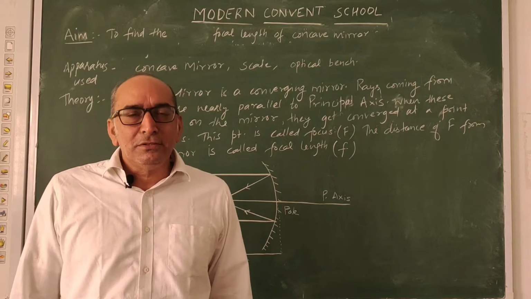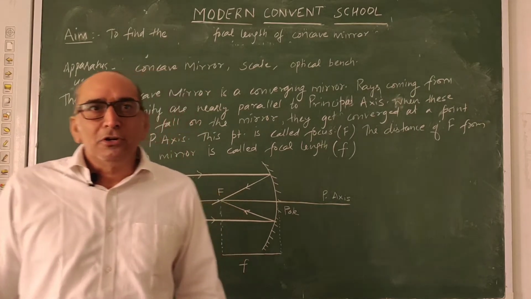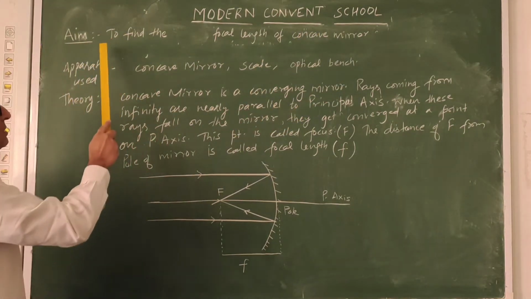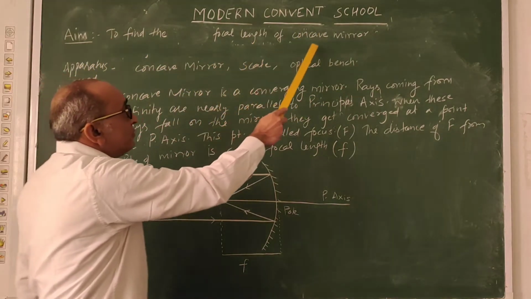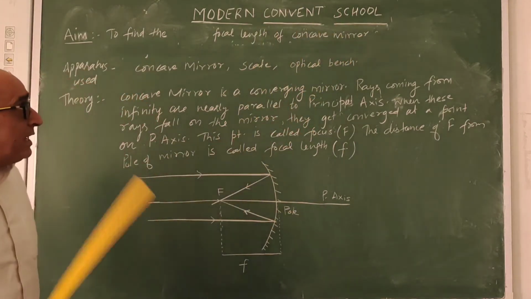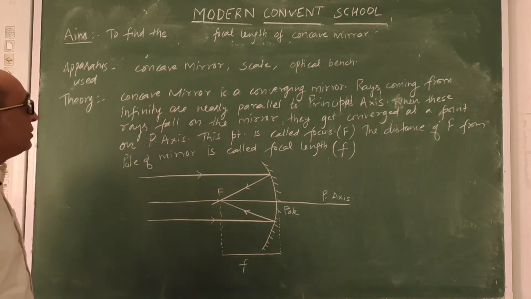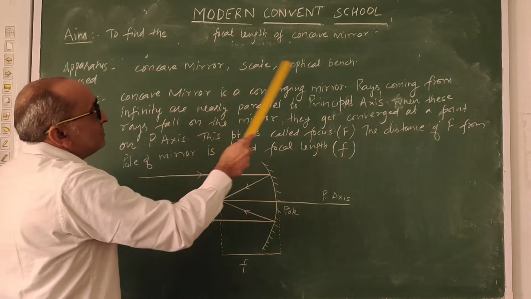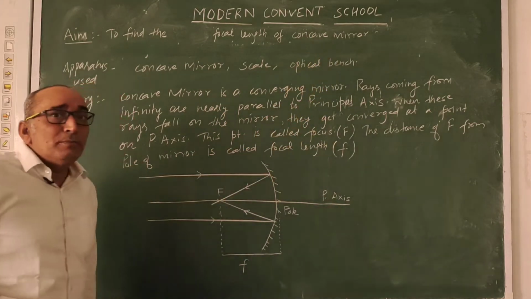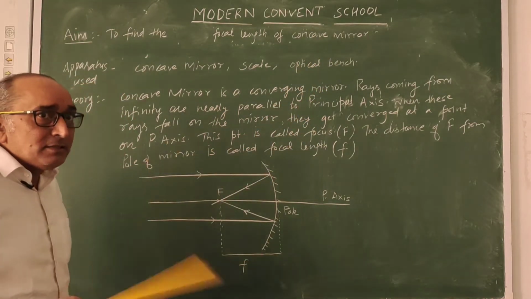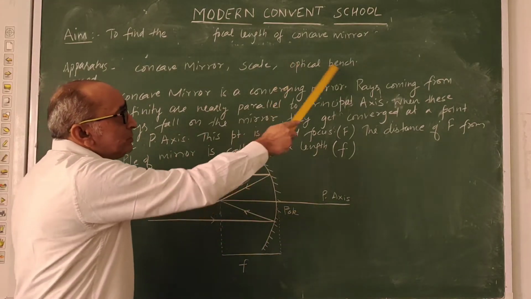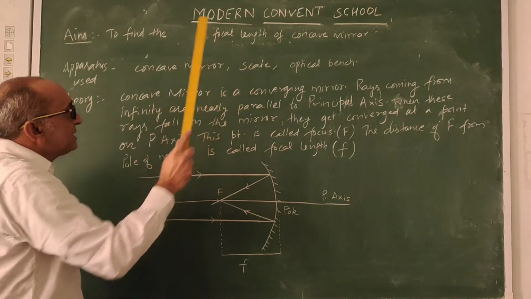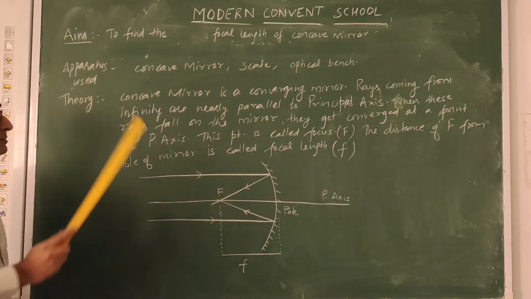In this video we are going to find the focal length of a concave mirror. The aim of this activity is to find the focal length of a concave mirror. For finding this focal length we are going to use a concave mirror and a scale, and sometimes we can use an optical bench also. But in this video we are not going to use an optical bench. We are going to use a concave mirror and a scale. These are the apparatus used.